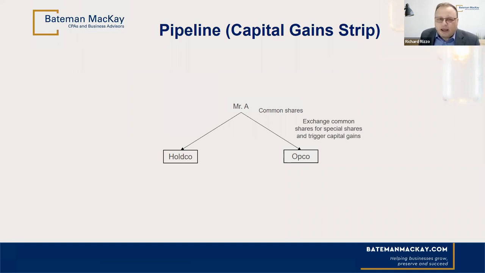Then Mr. A sells the special shares to Holdco in exchange for a promissory note. So now Holdco has the special shares in Opco, and Holdco owes $1 million to Mr. A. On the sale of the special shares, there's no tax because the fair value and the cost base of the shares are both $1 million, so there's no gain on that.